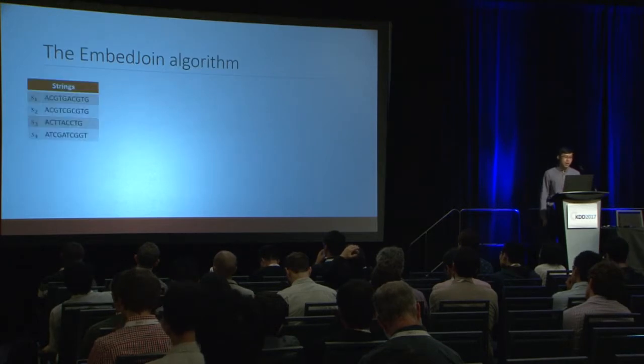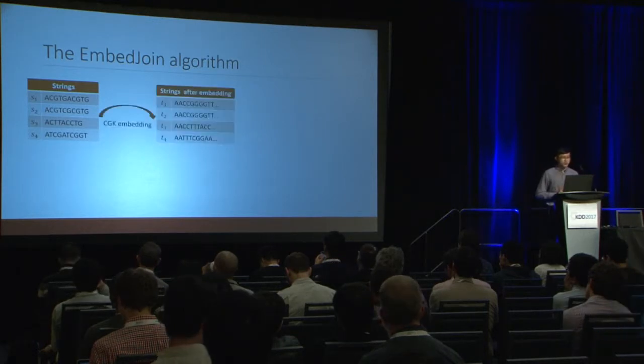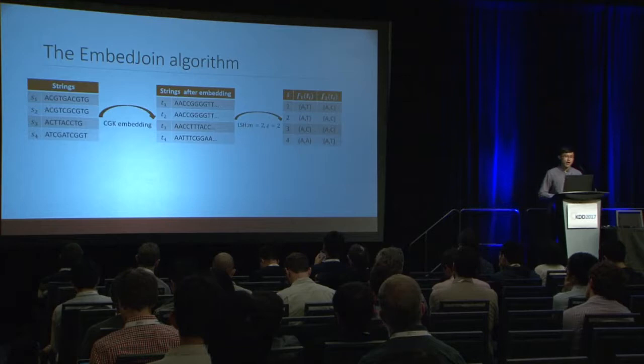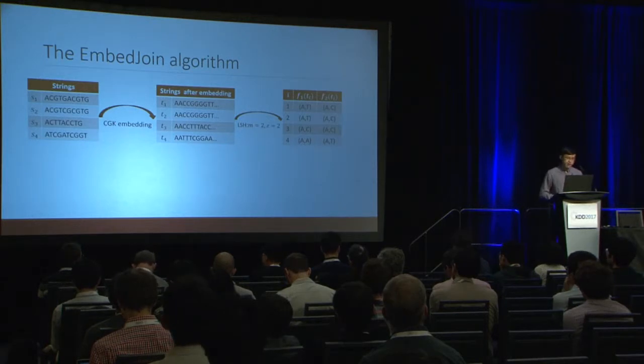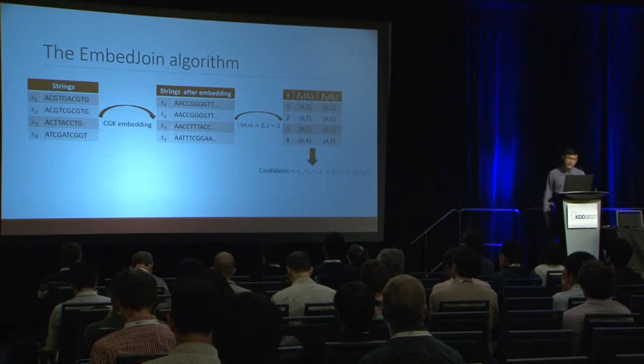So here is the whole picture of our algorithm. For a collection of strings, we first embed them from edit space to Hamming space via CGK embedding. And then we perform LSH on Hamming space. Here m is equal to 2, thus the length of the signature is 2. And z is equal to 2, so we use 2 hash tables. In the first hash table, strings 1 and 2 share a signature AT. And in the second hash table, strings 1, 2, 3 share a signature AC. Thus, we have candidates S1-S2, S1-S3, S2-S3.